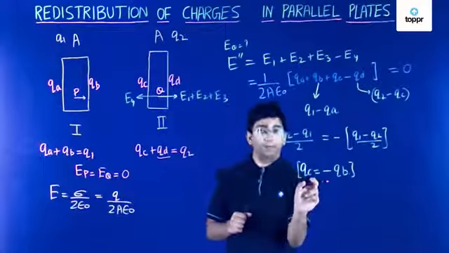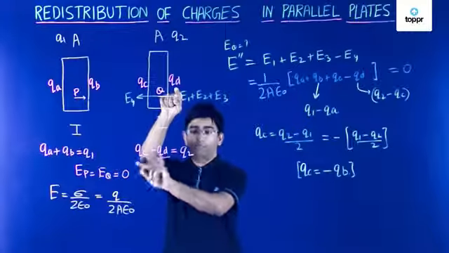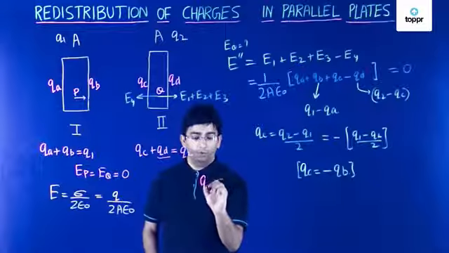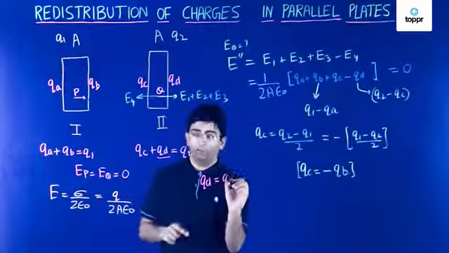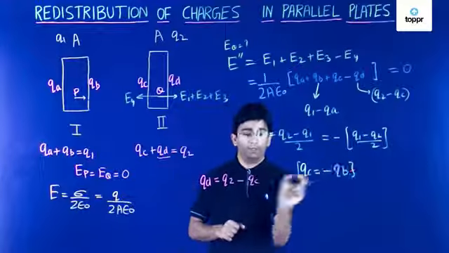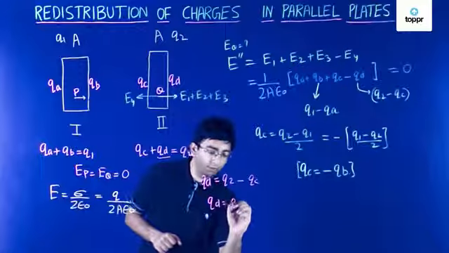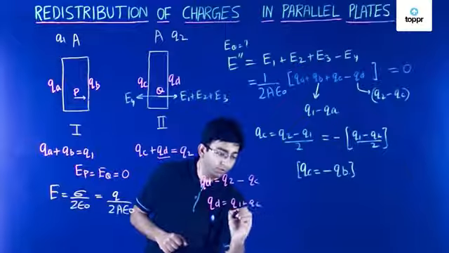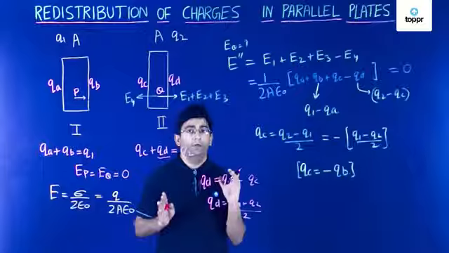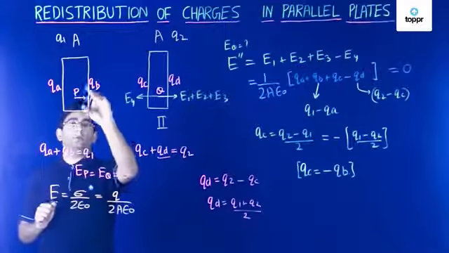So after we find out the value of QC, QD can also be very easily found out using this expression. So QD can be written as Q2 minus QC, and if we put the expression of QC into this equation, we will get QD as (Q1 plus Q2) divided by 2. So this is how the charges redistribute after they are given charges to the 2 plates.